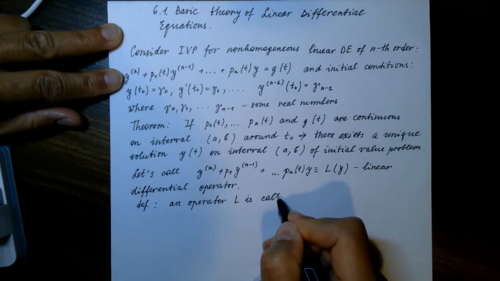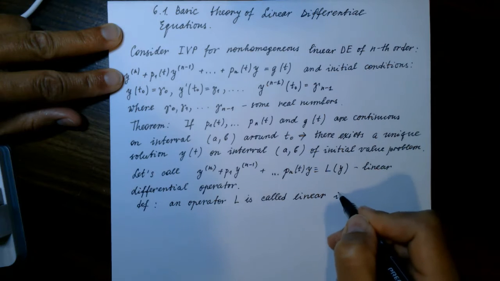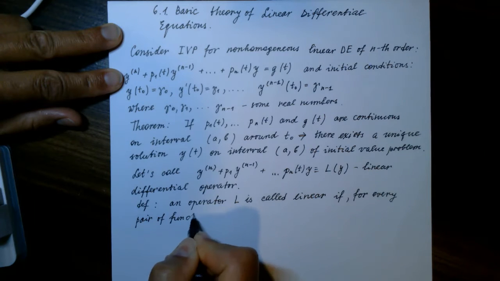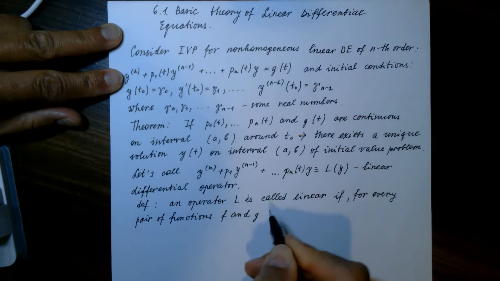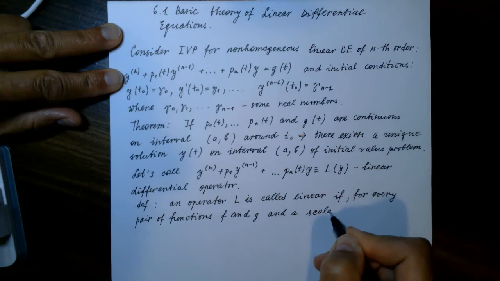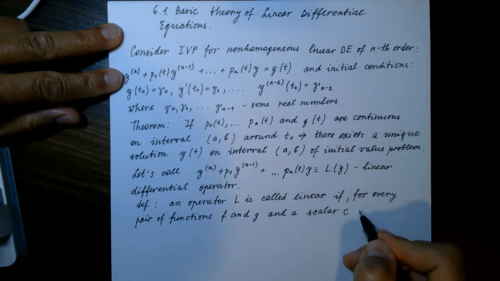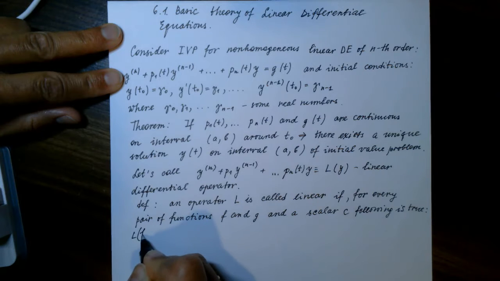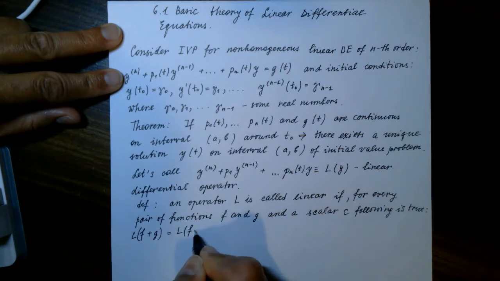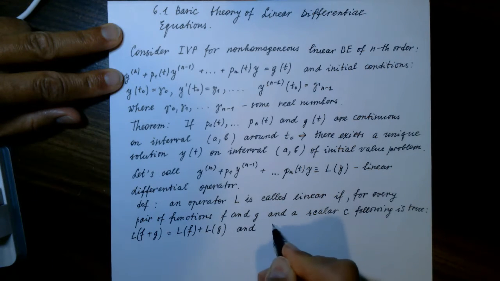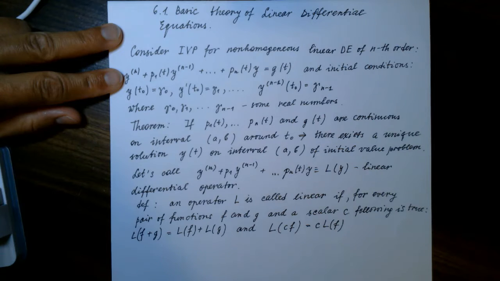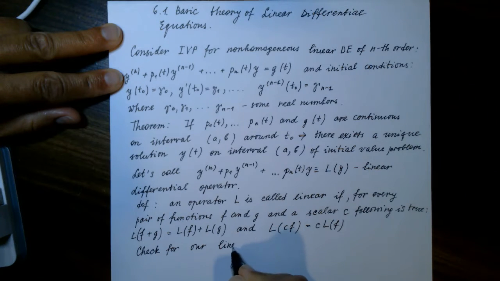Let's kind of review the definition of a linear operator from linear algebra. So an operator L is called a linear operator if for any two functions, well, from the set of functions on which it works, functions f and g, and any scalar constant c, the next two statements are true. First, the linear operator of the sum of these two functions is equal to the sum of two linear operators. It's one part of linearity, and the second: the linear operator applied to a constant multiplied by a function equals the constant multiplied by the linear operator of the function.